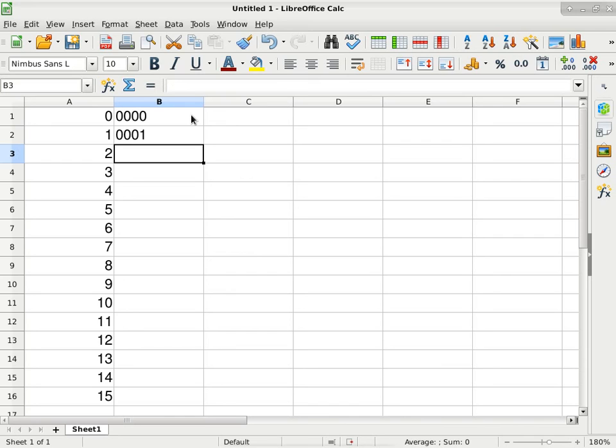Okay. What about 2? 0, 0, 1, 0. Because you add 1 to 1, you get 0 with a carry. But that carry in this case has a place to go, which is the 1 of bit 1.